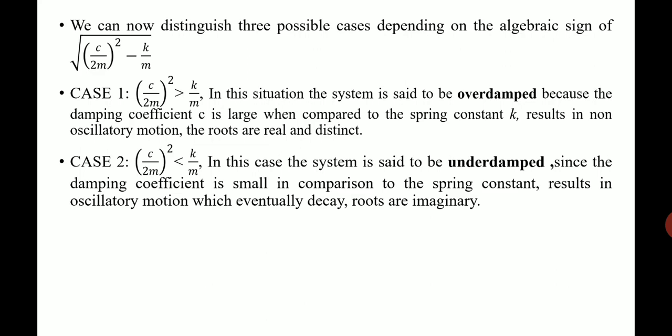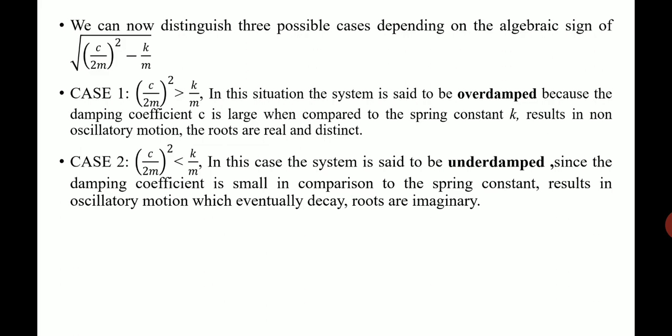But in the first case, that is not the condition. (c by 2m) the whole square minus k by m is actually a positive value, so you will have two real and distinct roots, s1 as well as s2. But in the second case, since it is a negative value, you will have two imaginary roots.